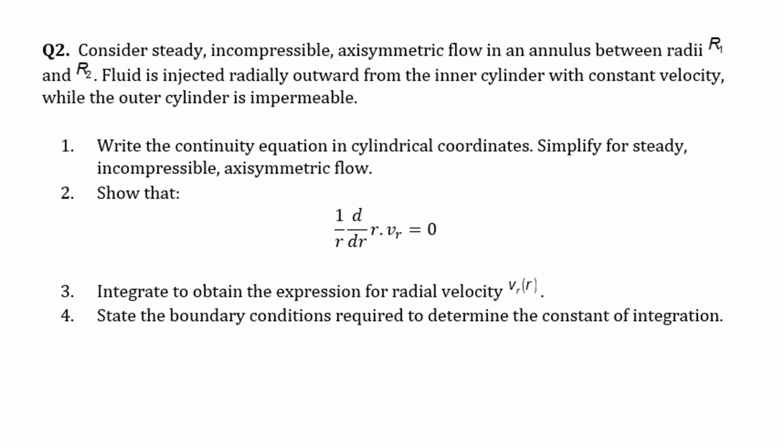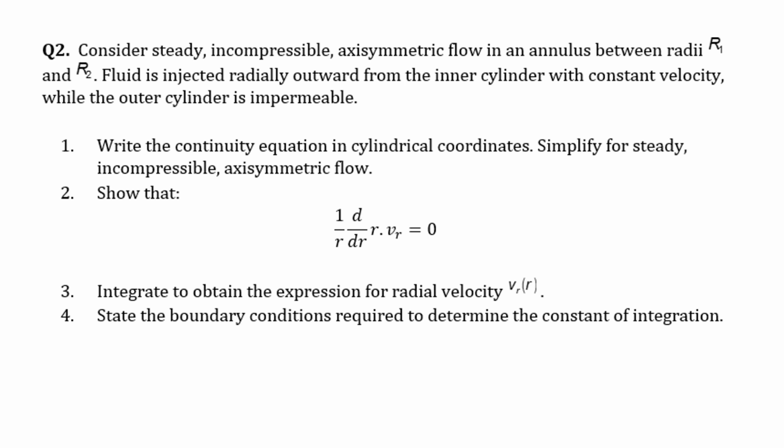The second question states that consider steady and incompressible axisymmetric flow of annulus between radii R1 and R2. The fluid is injected radially outward from the inner cylinder with constant velocity, while outer cylinder is impermeable. Write the continuity equation in cylindrical coordinates. Simplify for steady and incompressible axisymmetric flow. Show that 1 by r d by dr (r vr) is equal to 0. Integrate and obtain the radial velocity Vr and state the boundary condition required to determine the constant of integration.